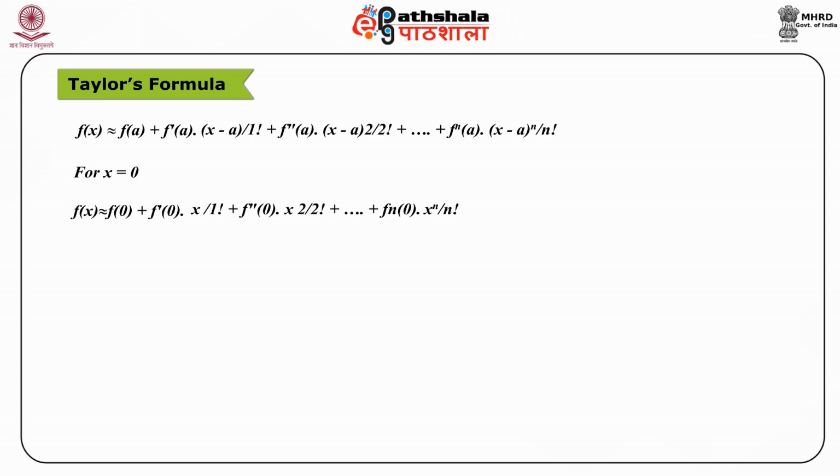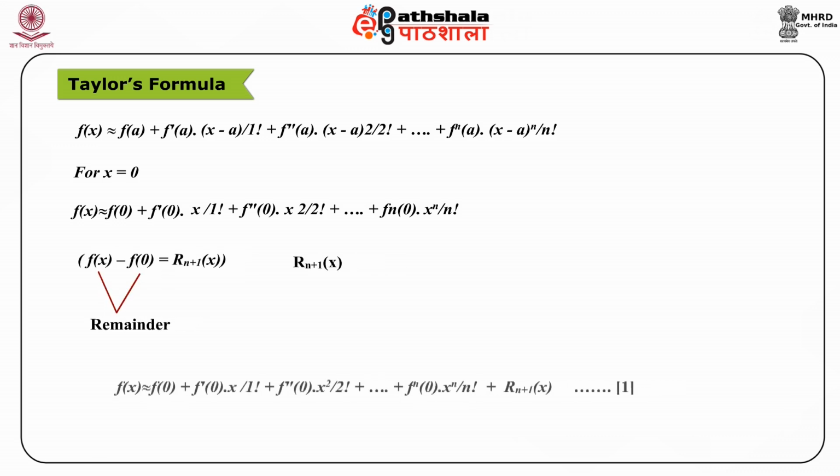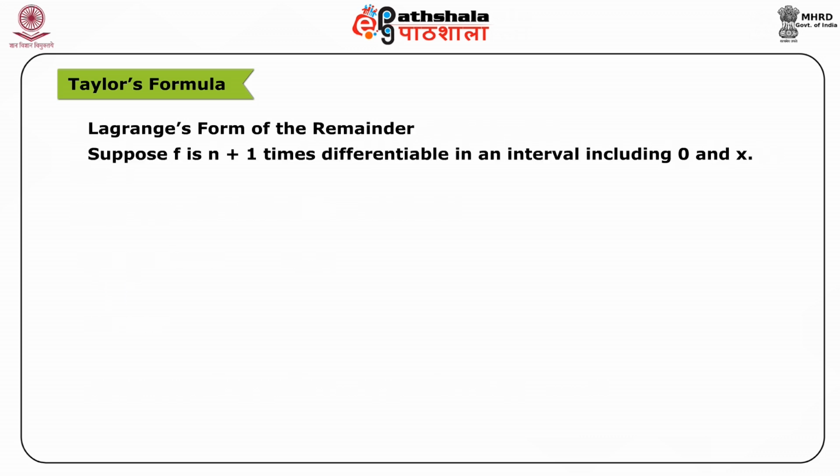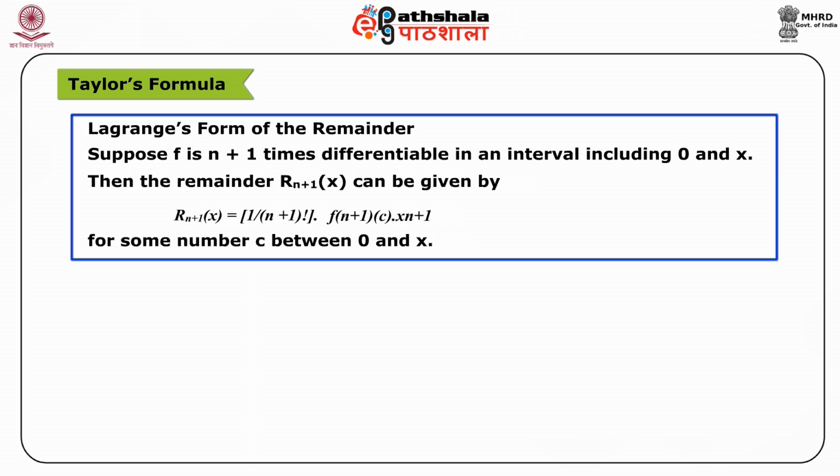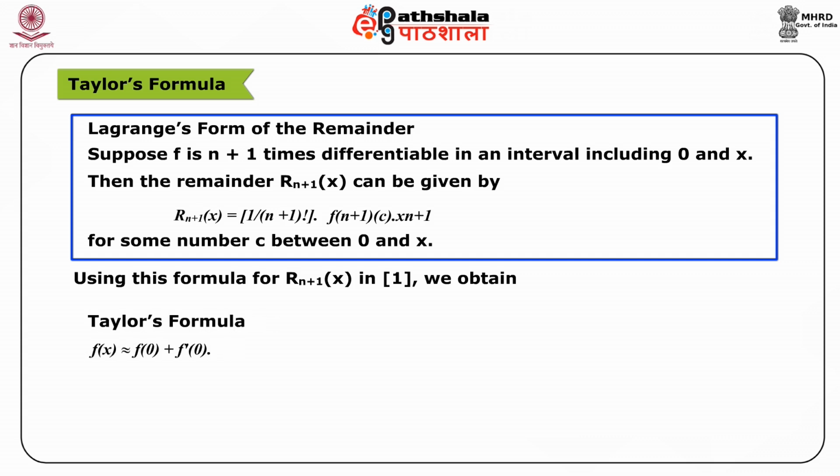Consider the approximation given for x equals 0, except at x equals 0. The function f(x) and the Taylor polynomial on the right hand side are usually different. The difference between the two will depend on x as well as on n and is called the remainder. We denote it by R_{n+1}(x). Hence, the Lagrange remainder theorem gives an important explicit formula for the remainder. Suppose f is n+1 times differentiable in an interval including 0 and x, then the remainder R_{n+1}(x) can be given by the following. Using this formula for R_{n+1}(x) in equation 1, we obtain Taylor's formula.